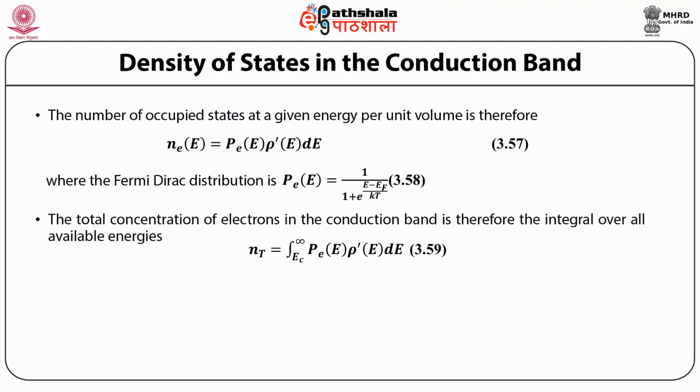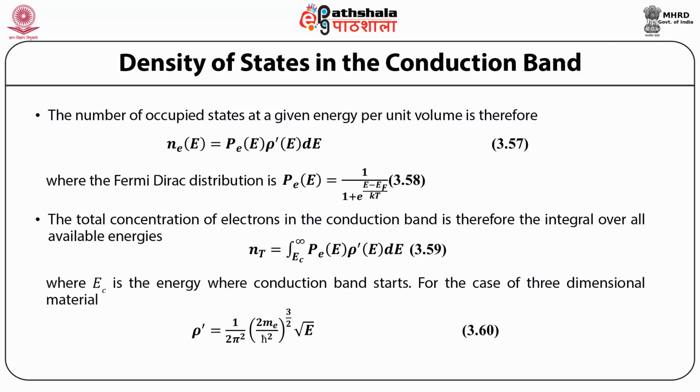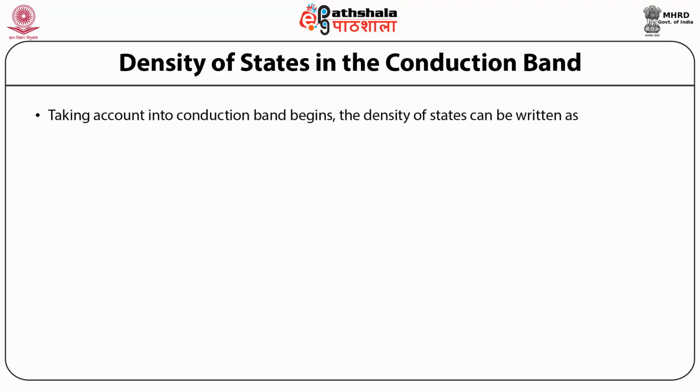The total concentration of electrons in the conduction band is therefore the integral over all available energies, that is Nt is equal to the integral from Ec to infinity of P(E) multiplied by rho prime(E) dE, where Ec is the energy where the conduction band starts. Now for the case of a three-dimensional material, this rho prime is equal to 1 by 2 pi square multiplied by (2me by h cut square) to the power 3 by 2 multiplied by root E. Now taking into account that the conduction band begins at Ec, we replace E by E minus Ec.